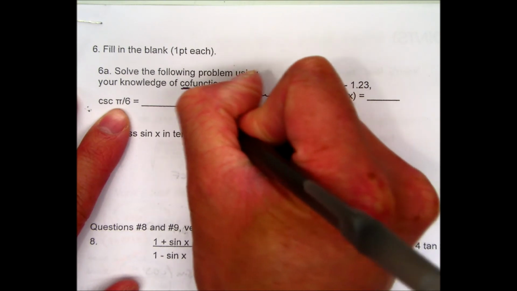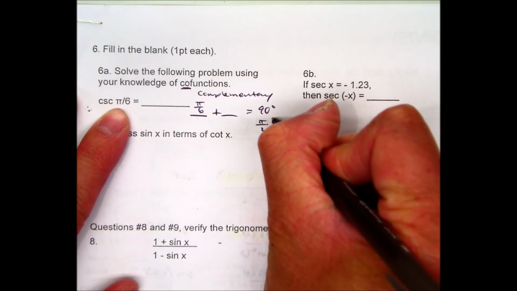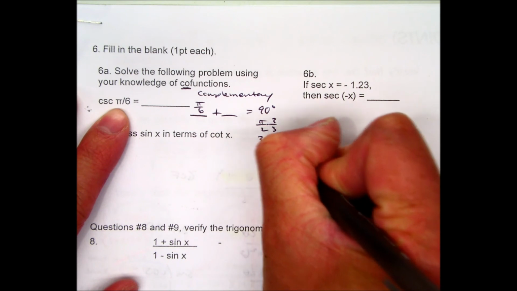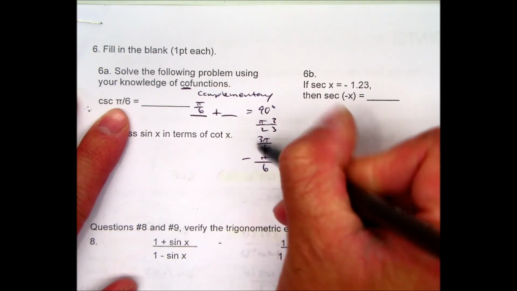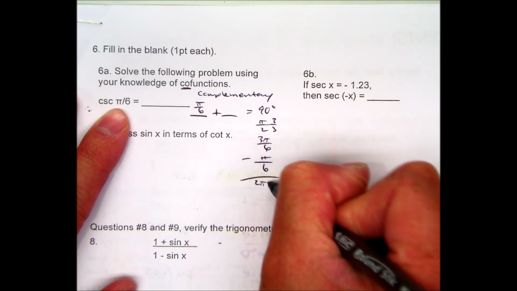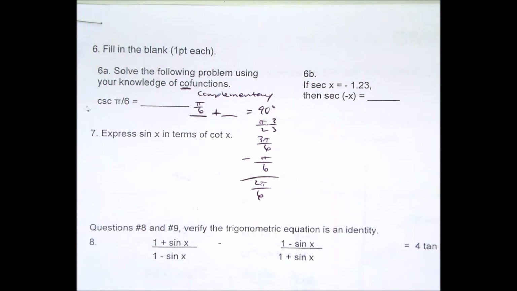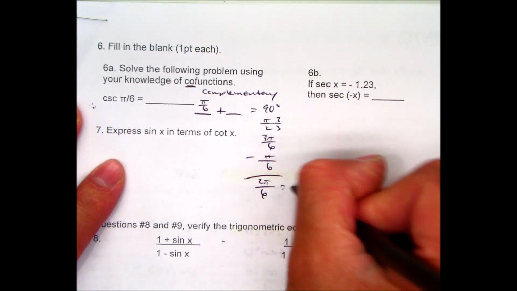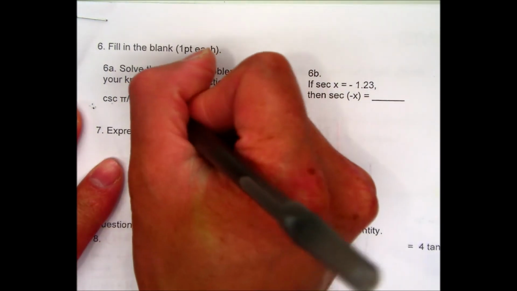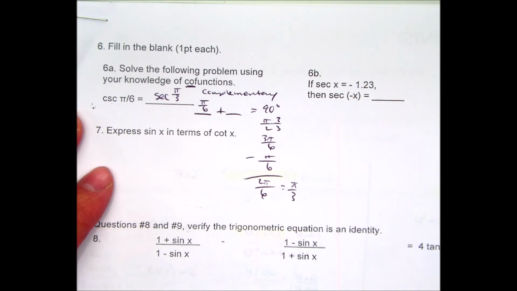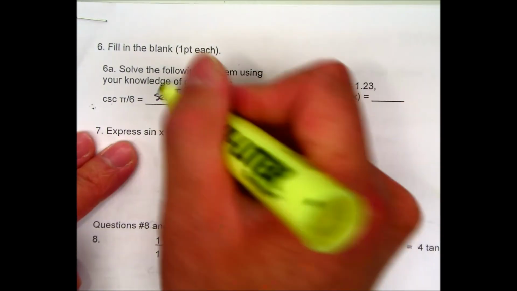So if you put in pi over 6, and I'm going to make this a denominator of 6, so I have 3 pi over 6, and if I subtract pi over 6, I'm going to get 2 pi over 6, which reduces to what? Pi over 3. And the cofunction of cosecant is secant. The answer is secant of pi over 3. Raise your hand if you got that. I like my answers.